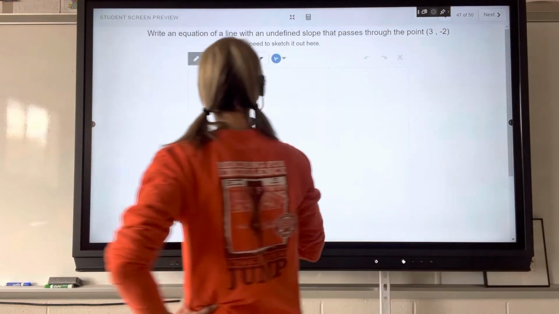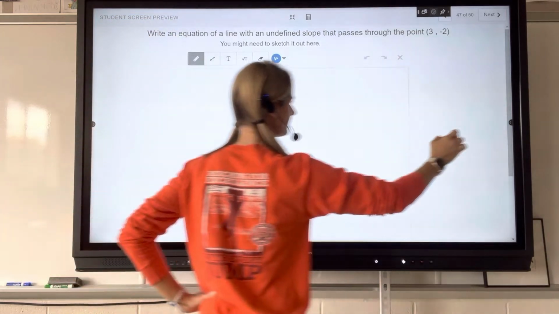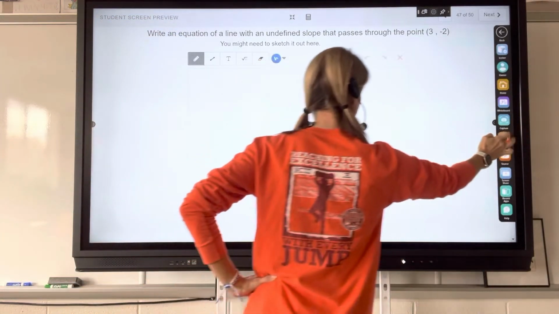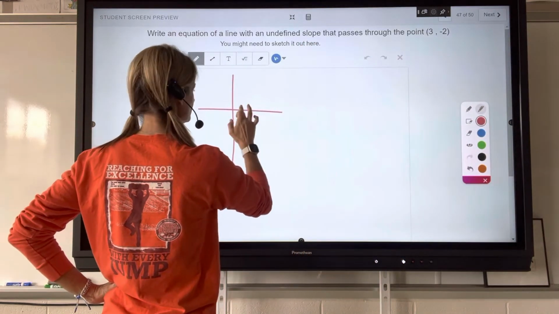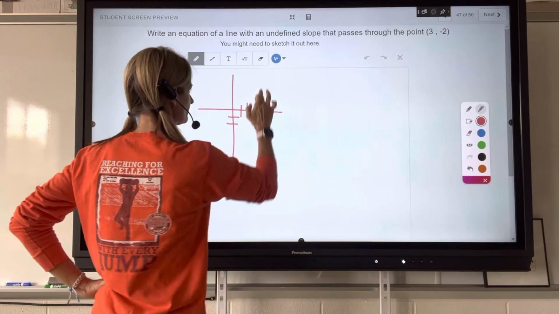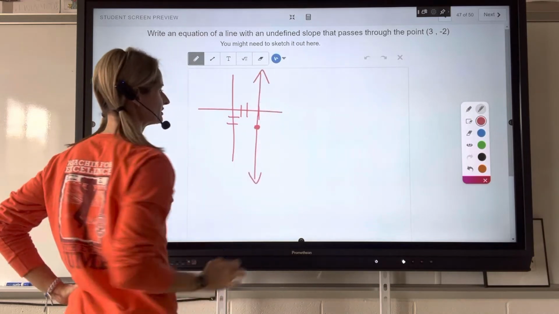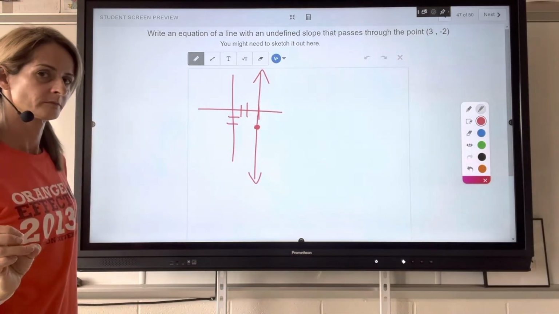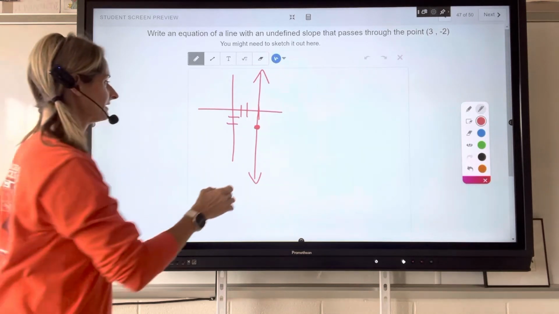Write an equation of a line with an undefined slope that passes through the point 3, -2. All right, where is 3, -2? Let's take a look at that. You don't really have to graph this for this, but I'm going to anyway. 3, -2. Boom. Vertical line that goes through it because it's an undefined slope. What's the equation of that line? X equals 3. That's it.